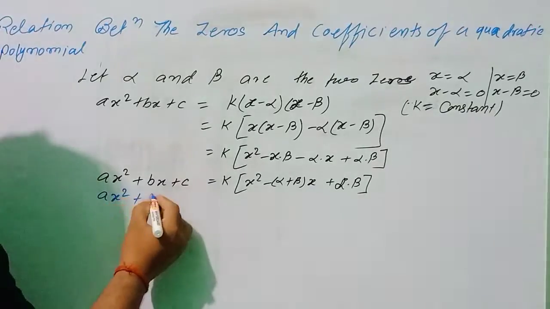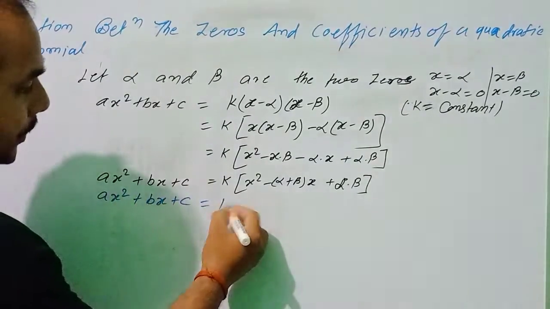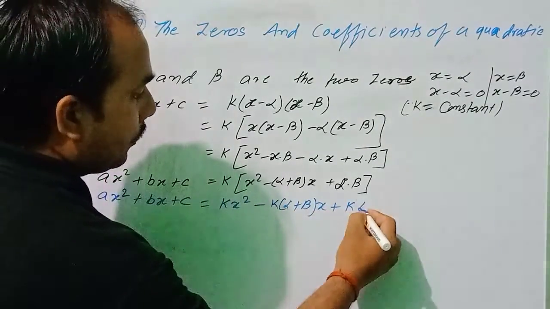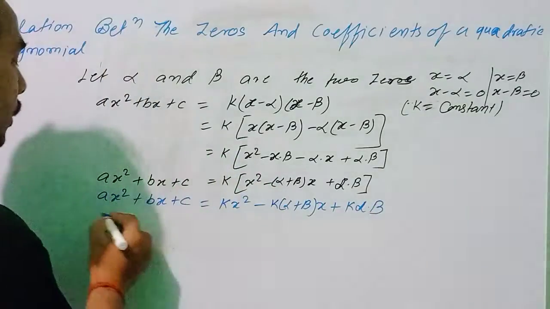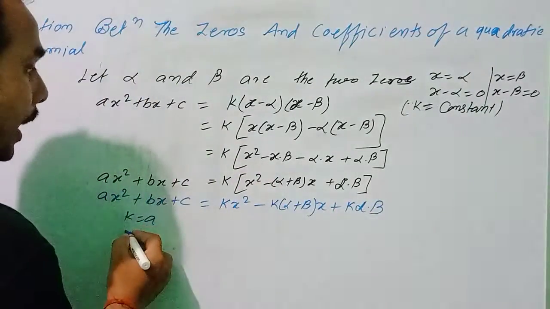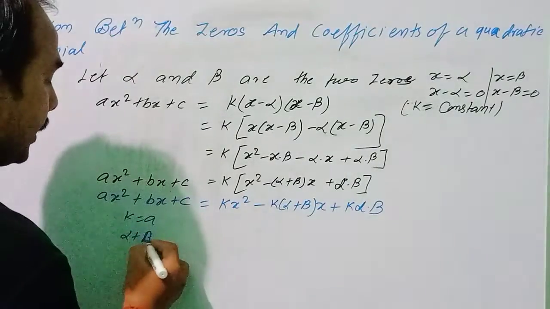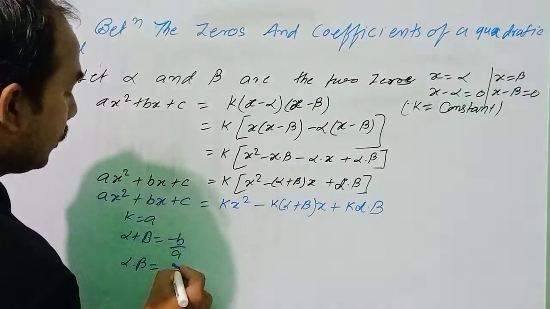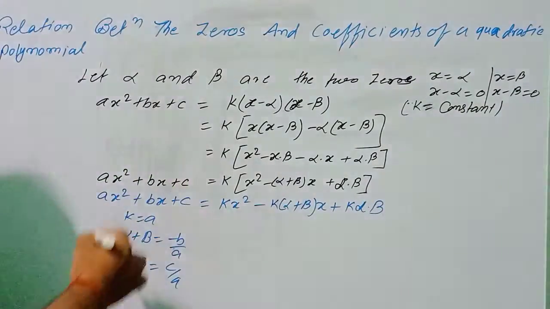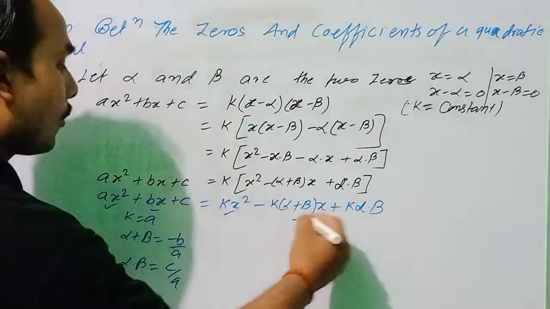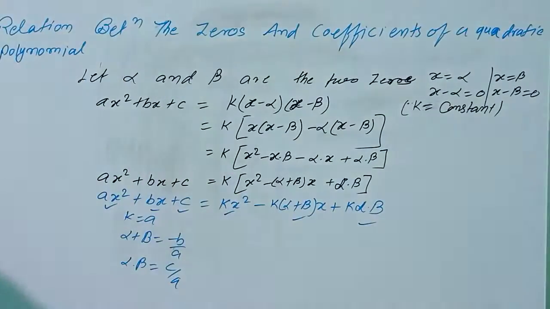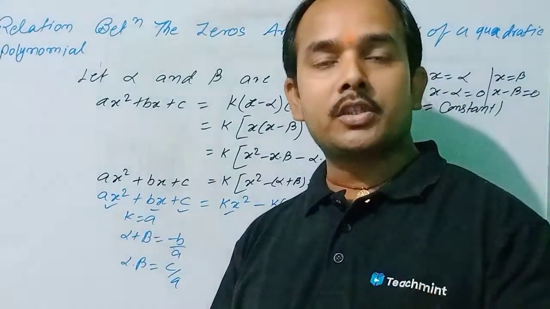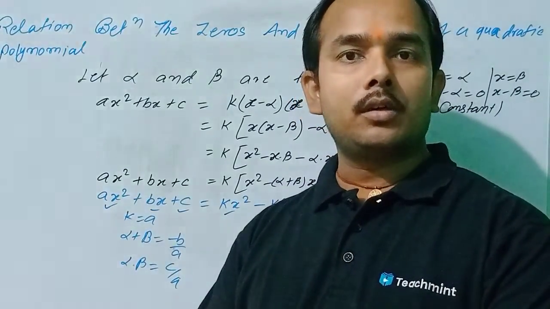You write this way also. ax square plus bx plus c is equal to k x square minus alpha plus beta into x plus alpha into beta. So k is equal to a, and alpha plus beta is equal to minus b by a, and alpha into beta is equal to c by a. We will get this according to coefficients, we will compare, then it will get. Okay, thank you. Next class I will discuss examples and question answer. Okay, thank you.